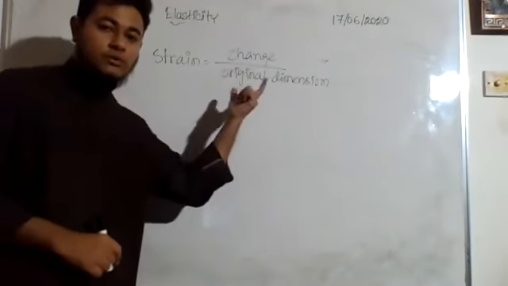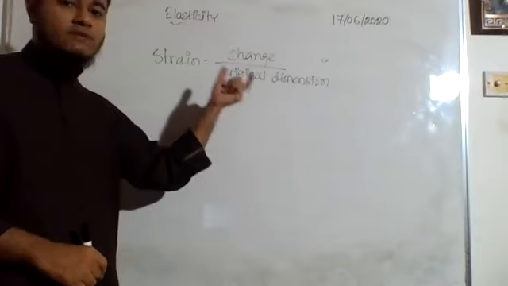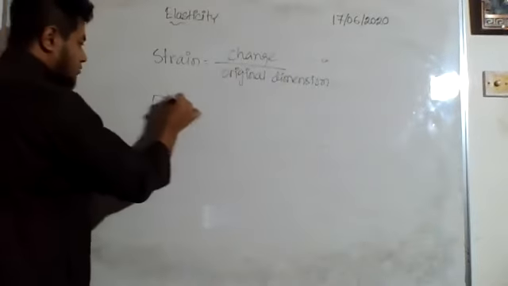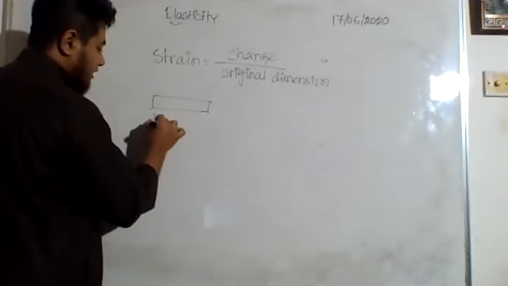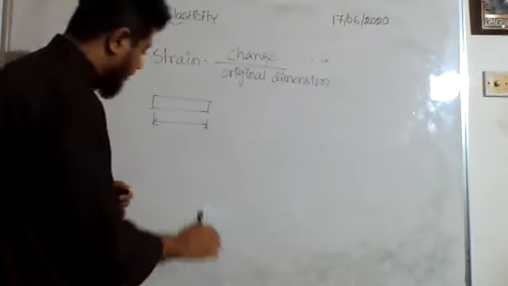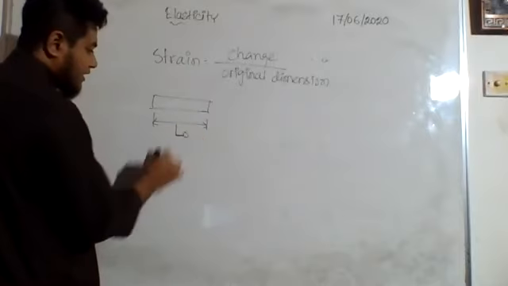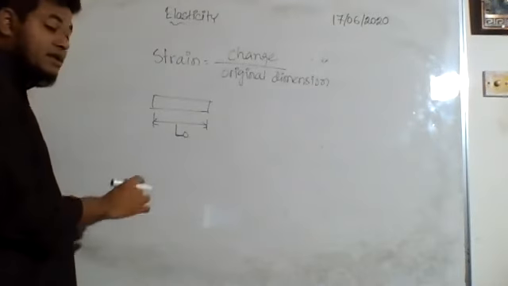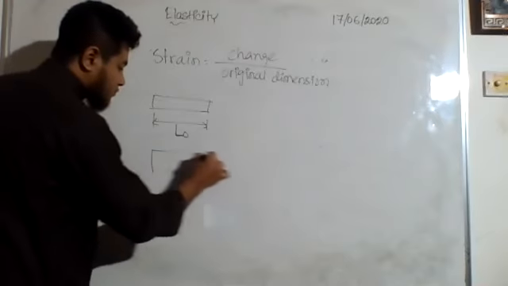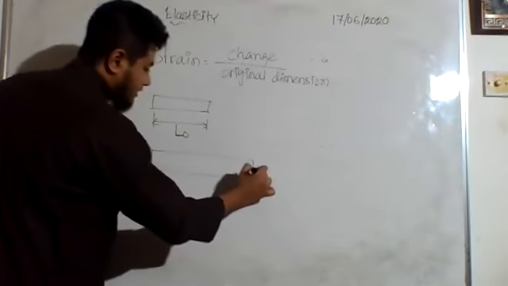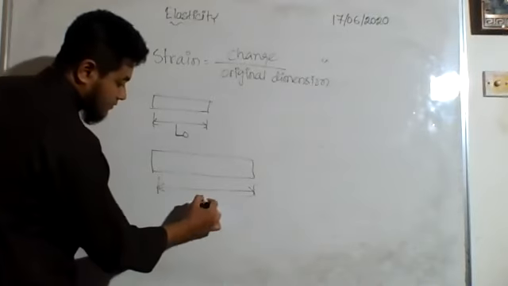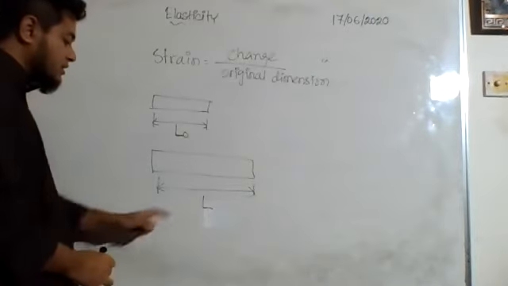If we want to calculate it, we can calculate it in this way: the amount of change divided by the original dimension. Now let us say we have an object whose original length is defined as L naught, L0. We call it L naught; we say "not" for the zero. Now we apply some force on it and it has been elongated a little bit. So what will happen? The new length, let us say, is L.